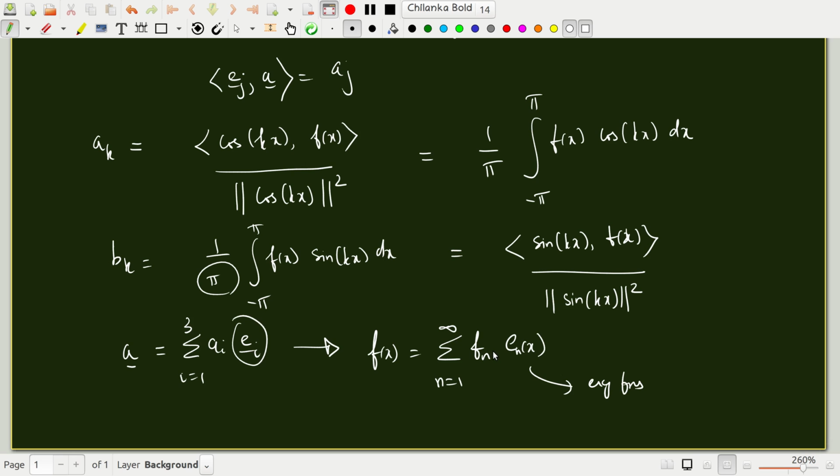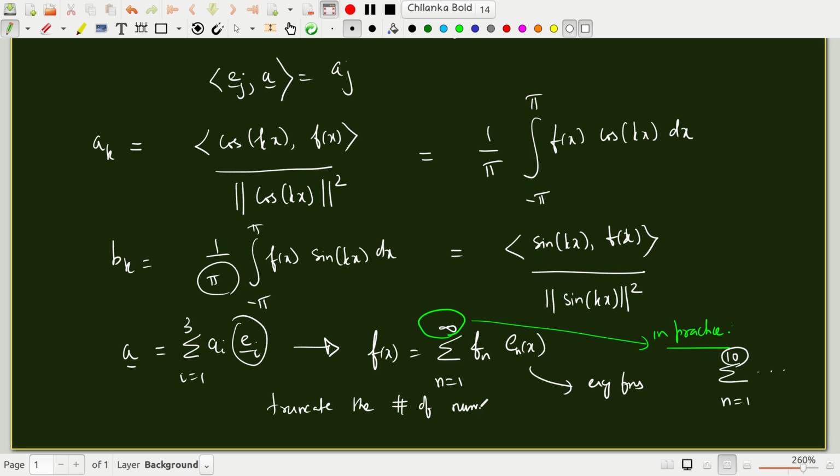Now, the other key thing that you have to note down is that this infinity is only in theory. In practice, you may not use an infinite number of terms. You may use n equal to 1 to 10 or 50 or something. So in practice, we will truncate the number of terms in the eigenfunction expansion or Fourier series. We will not put infinity, obviously; we will put some finite number.